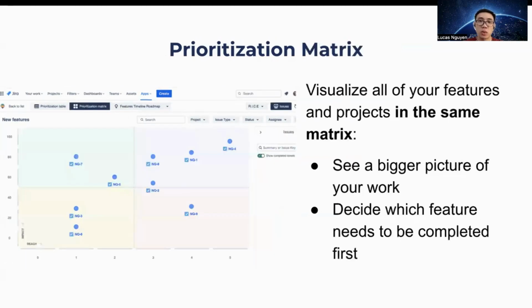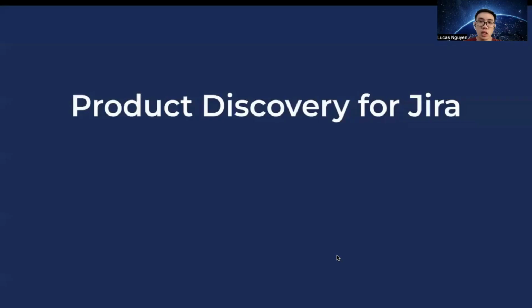The next one is the Prioritization Matrix. This feature helps you visualize all of your features and projects in the same matrix to help you get a bigger picture. As you can see, it also helps you decide which feature needs to be completed first.